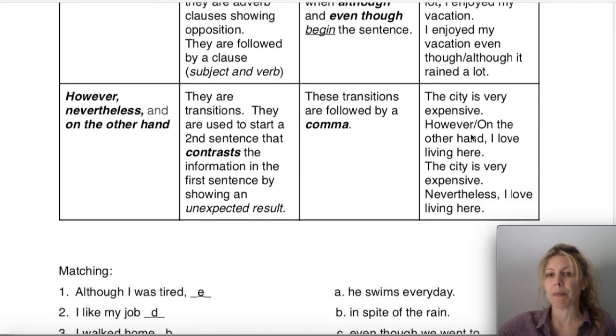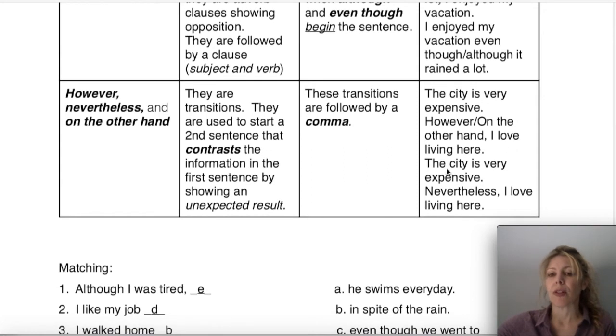Let's look at the first example. The city is very expensive. So that's the first sentence. Now you're going to contrast something with that information. However, or on the other hand, comma, you can use either one of those. I love living here. Okay, so it's kind of like that negative and positive again, or positive and negative. See, here the city's expensive. Okay, and then the contrast. I love living here. However, I love living here. You could say the city is very expensive. Nevertheless, I love living here.